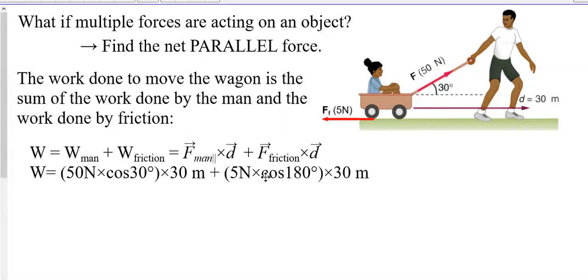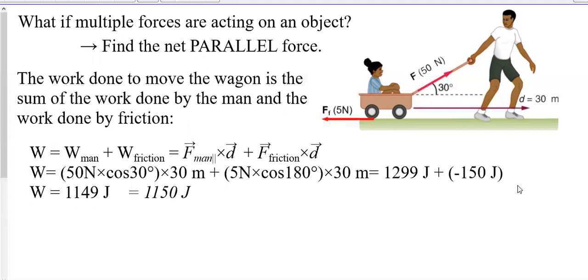If you'd rather just get rid of that cos 180 and call this -5, that also would have been fine, because cos 180 is, of course, -1. So -1 times 5 would just be -5. So you end up with an overall value where the man is doing positive work of about 1,300 joules, and friction is doing negative work. It's removing 150 joules of energy.